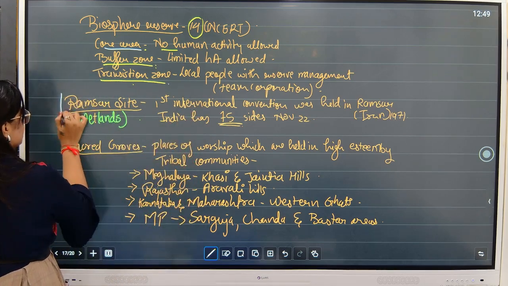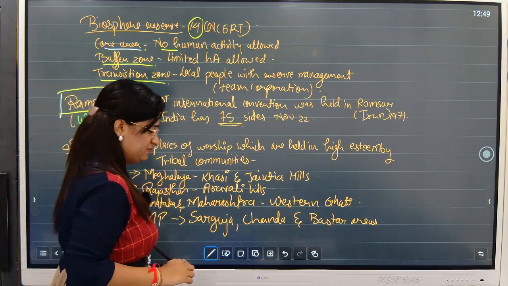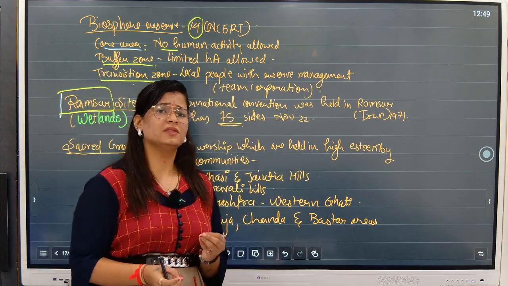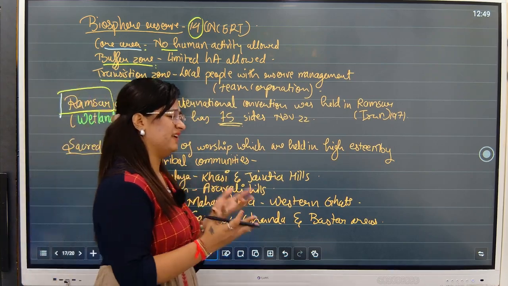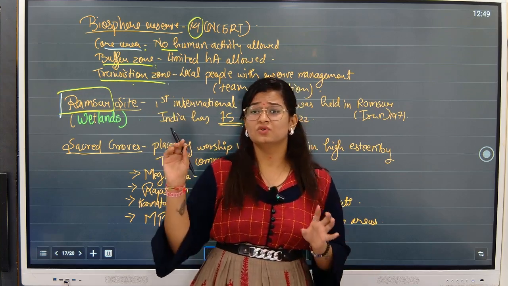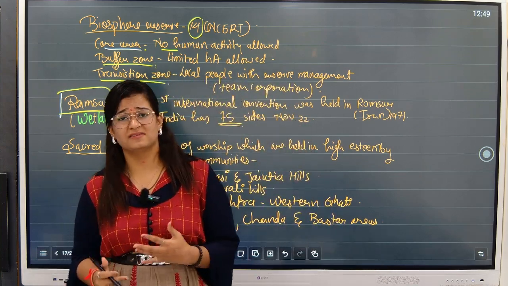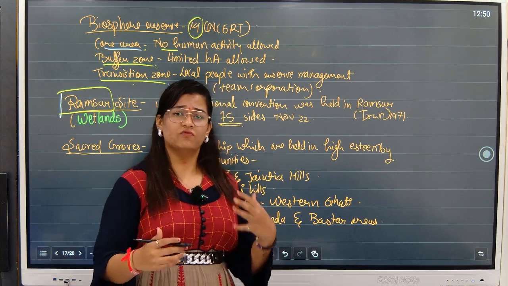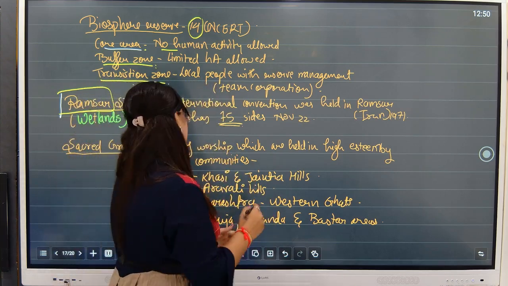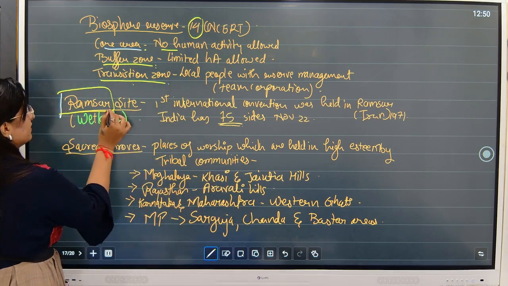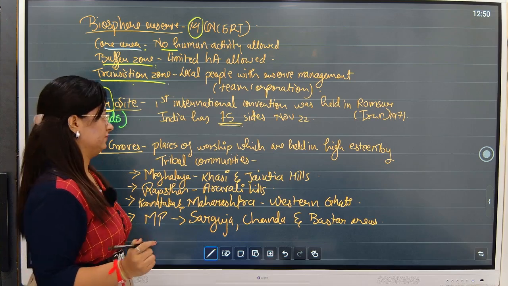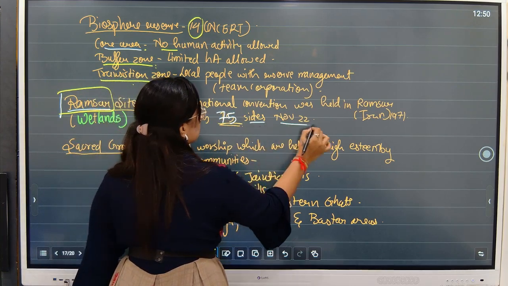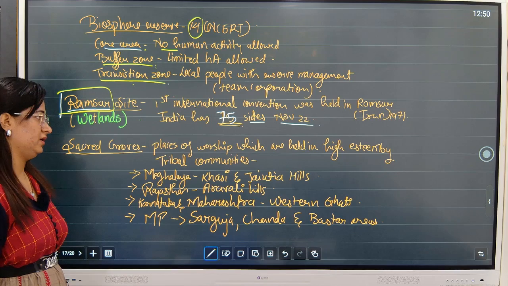Next we have Ramsar sites. In Ramsar sites, we are basically discussing wetlands. Here we are not writing them as wetlands, and the reason for the name Ramsar site is that the gathering to take decisions regarding the conservation convention happened in Ramsar, Iran, and that's how the name Ramsar site was given. And India has a total of 75 sites as of November 2022.